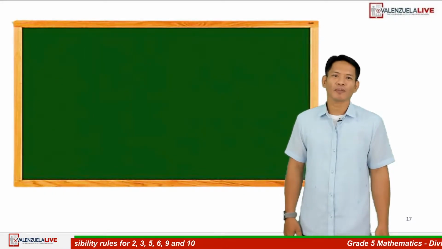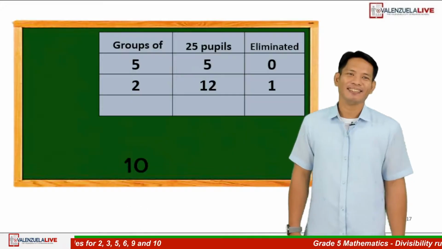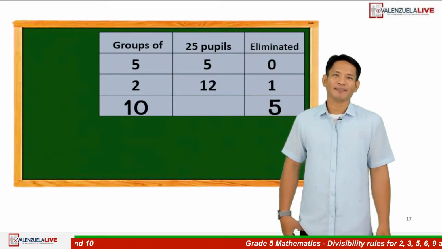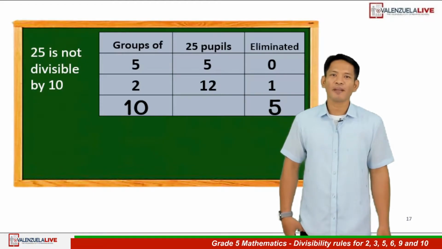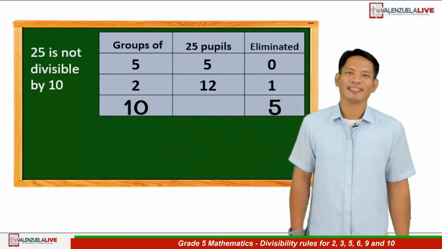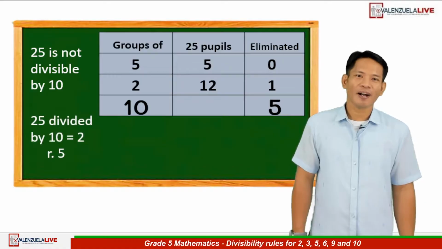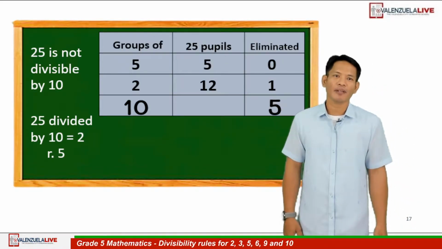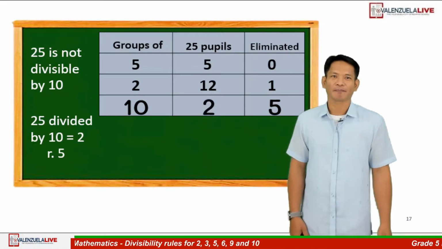How about in the groups of 10? Of course, 5 will be eliminated. Why? 25 is not divisible by 10, since 25 divided by 10 is equal to 2 and there is a remainder of 5.